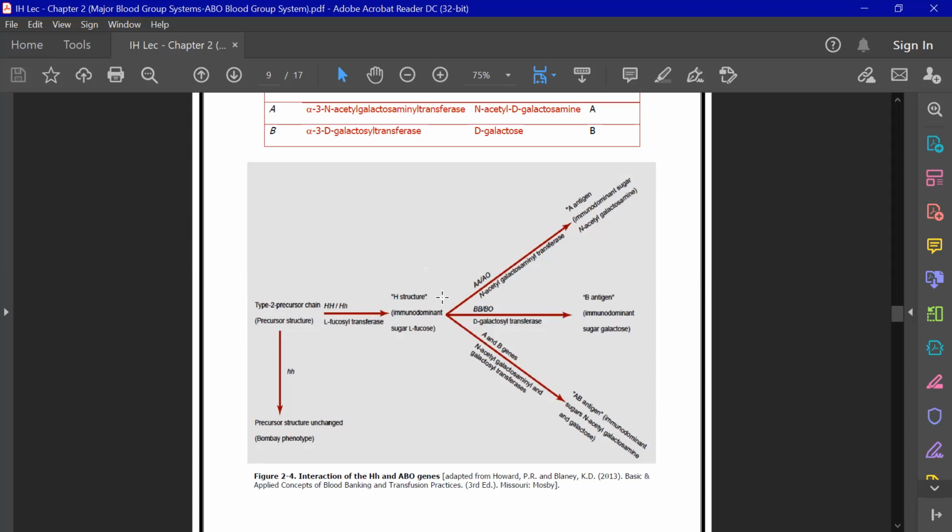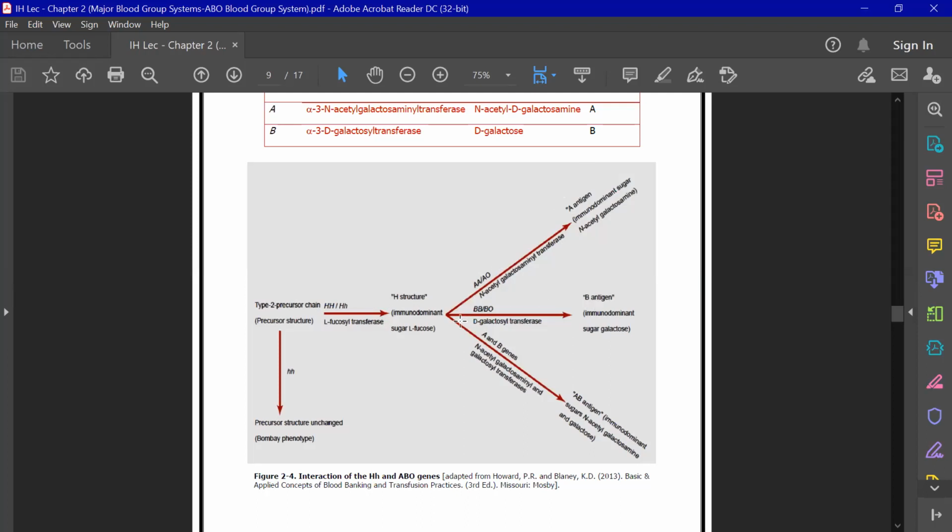Okay, so from this H structure, your A, your B, and both your AB antigens will now be formed. Again, I repeat, from your H structure, your A, your B, and both your A and B antigens will now be formed. Okay, so paano? The inheritance of your A allele, or your A gene, will now produce the enzyme called the N-acetyl-galactosaminyl transferase. And this enzyme adds the N-acetyl-galactosamine sugar to the H structure to form now your A antigen.